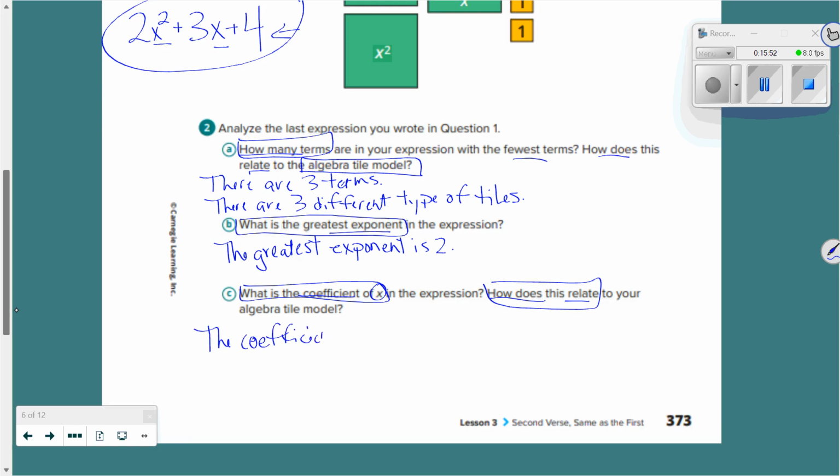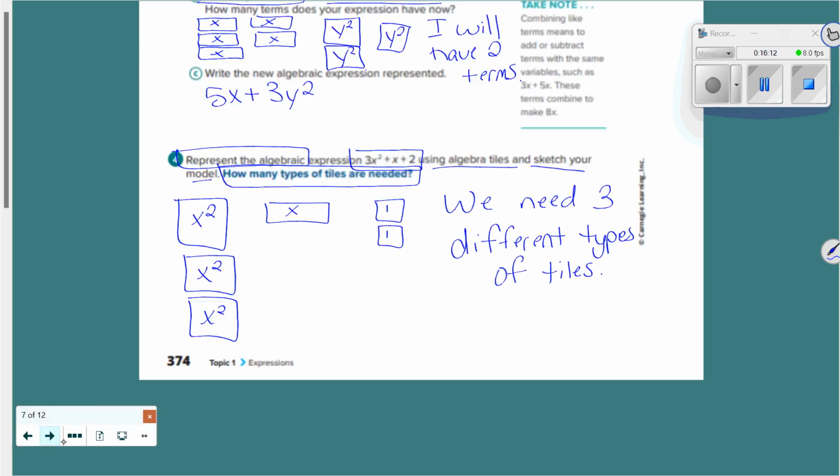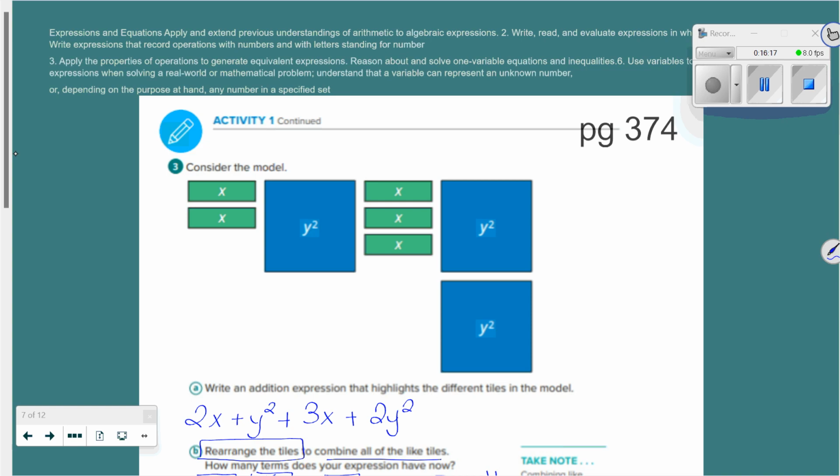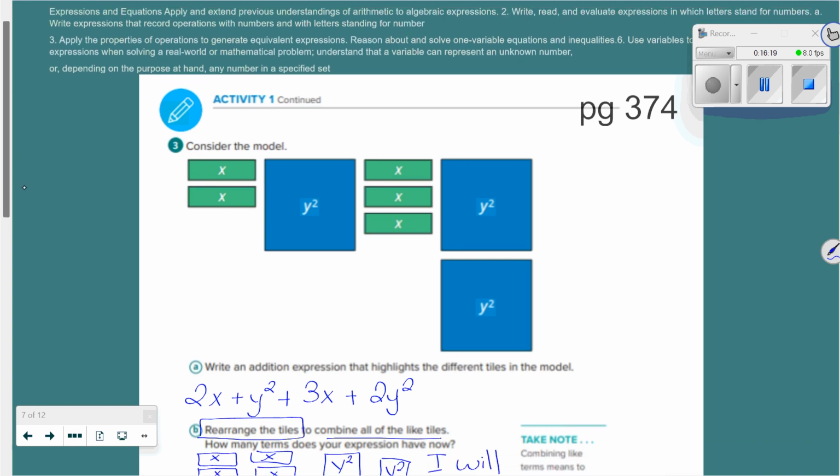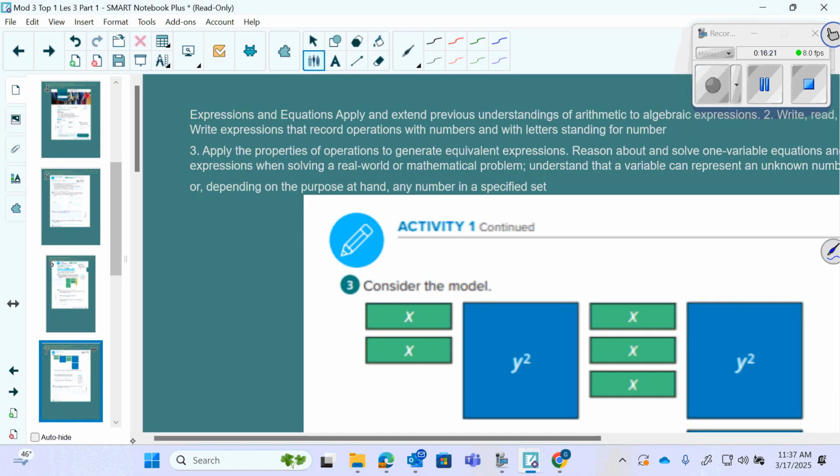How does that relate to the model? It's just for the x. And there are 3 x tiles in the model. Okay. Are we good on those? Yes. Okay. Turn the page. Whoops. Apparently I forgot to read that one.